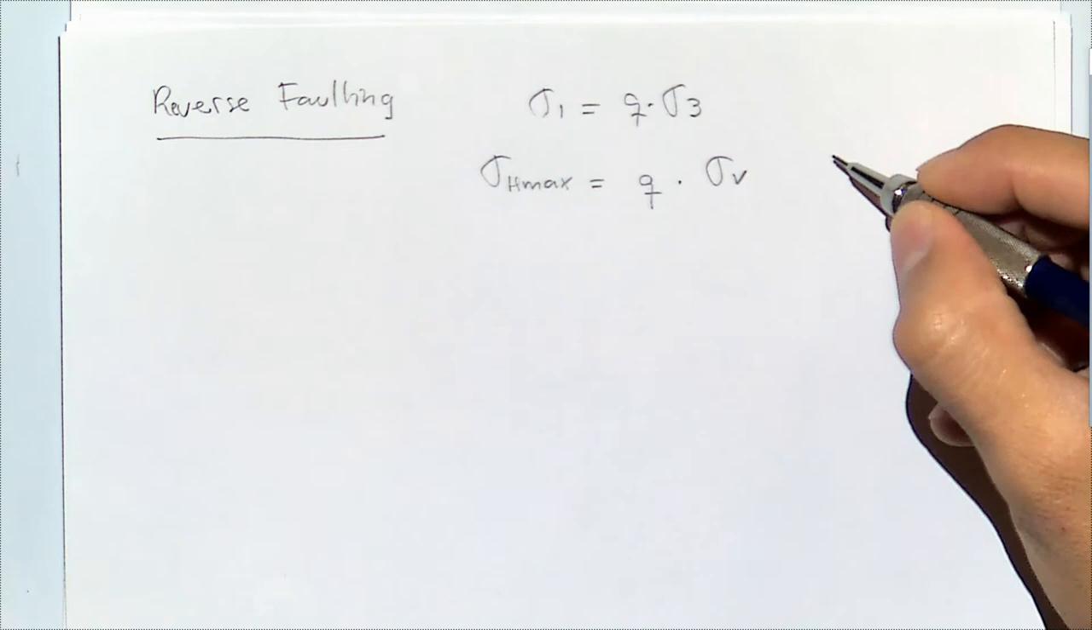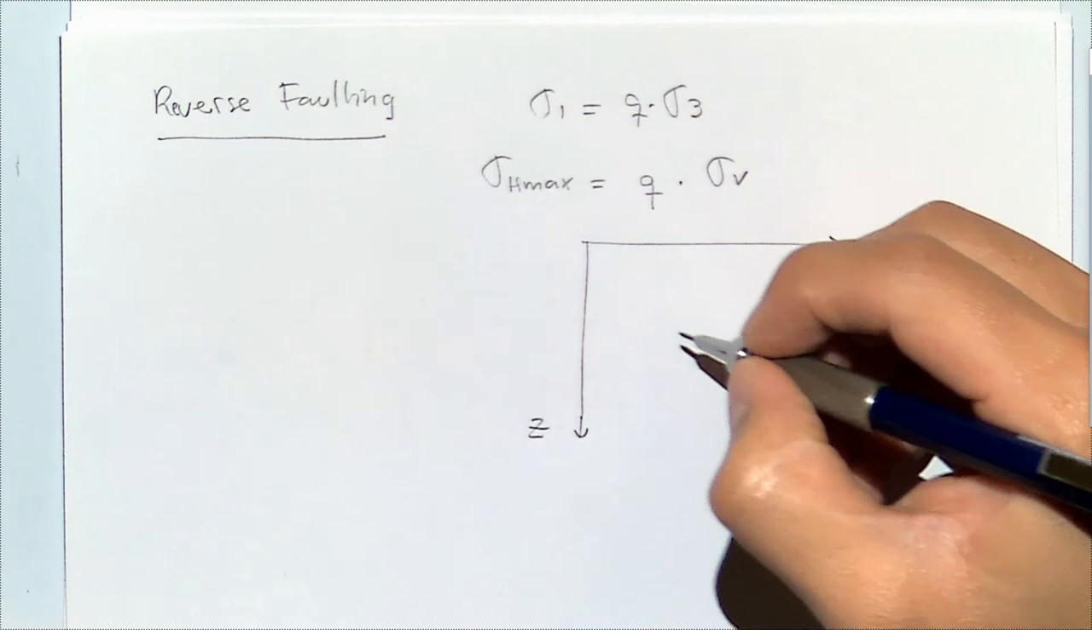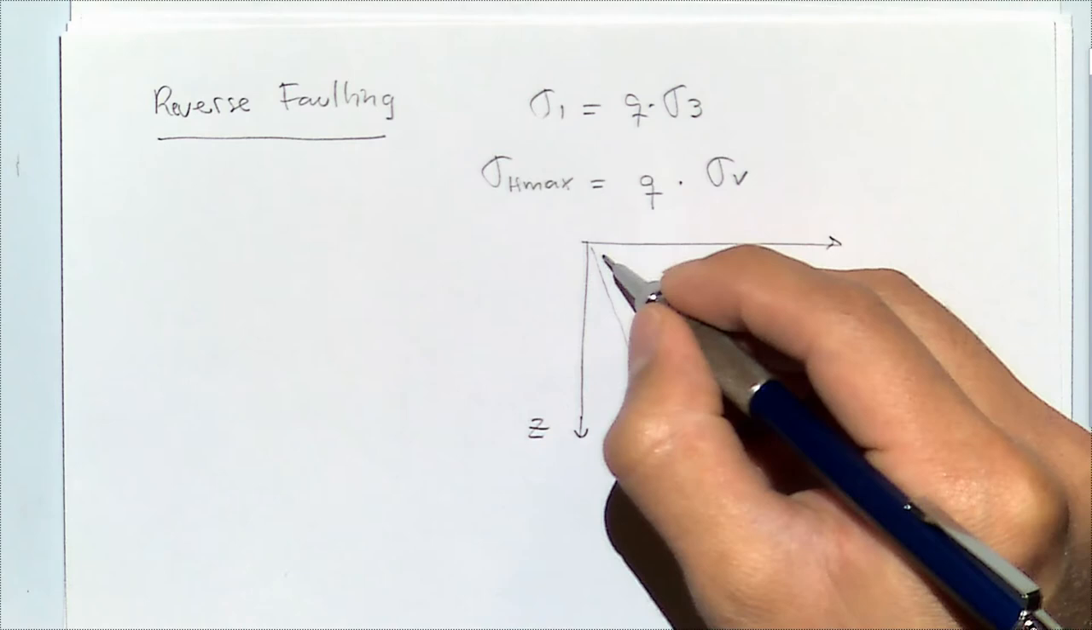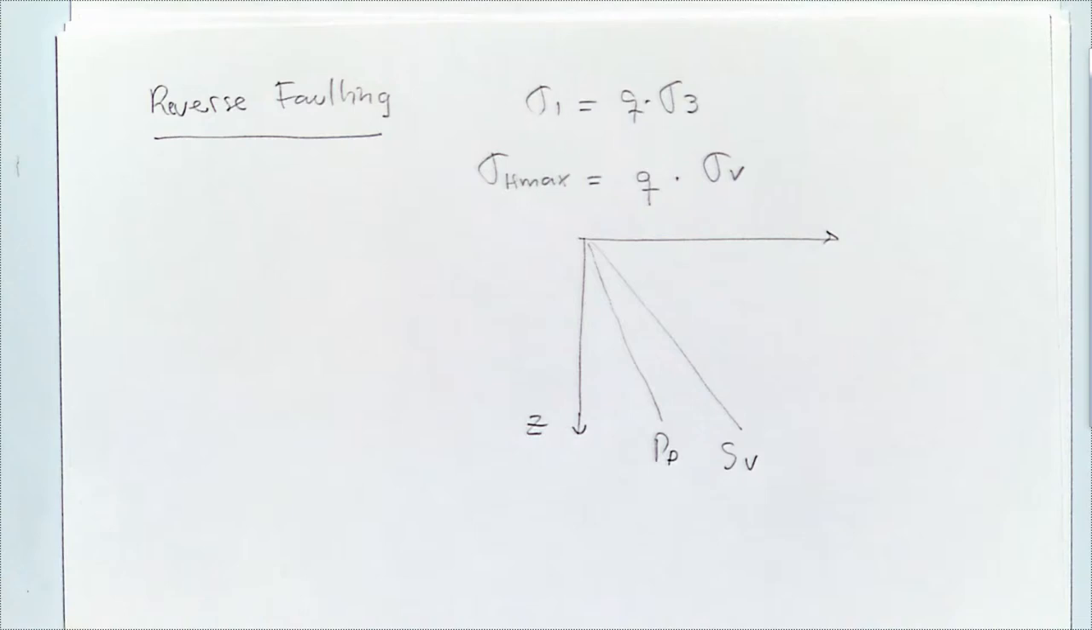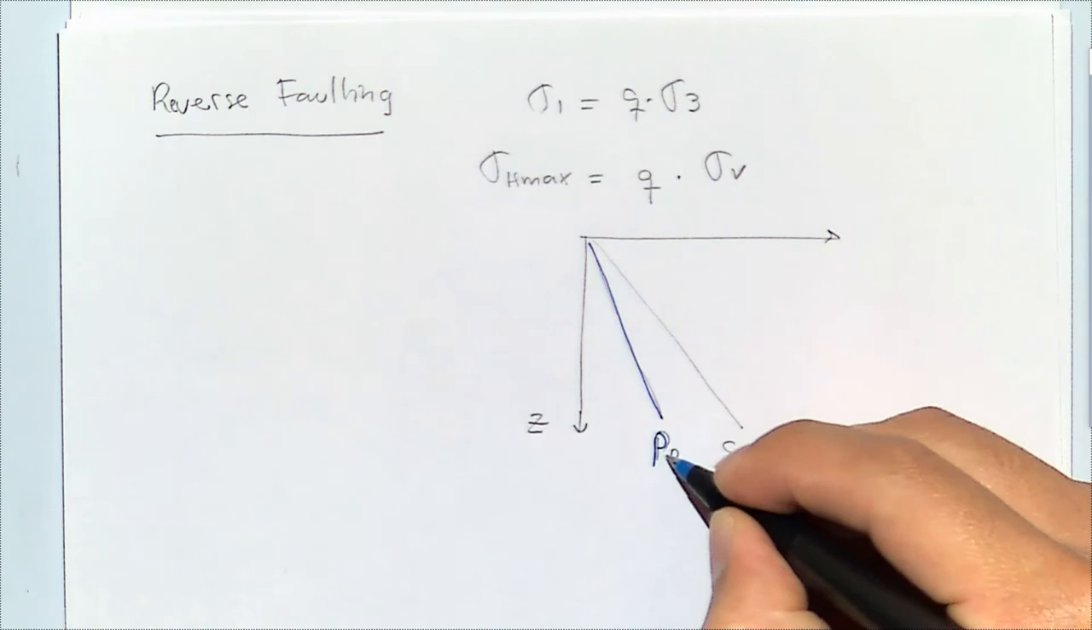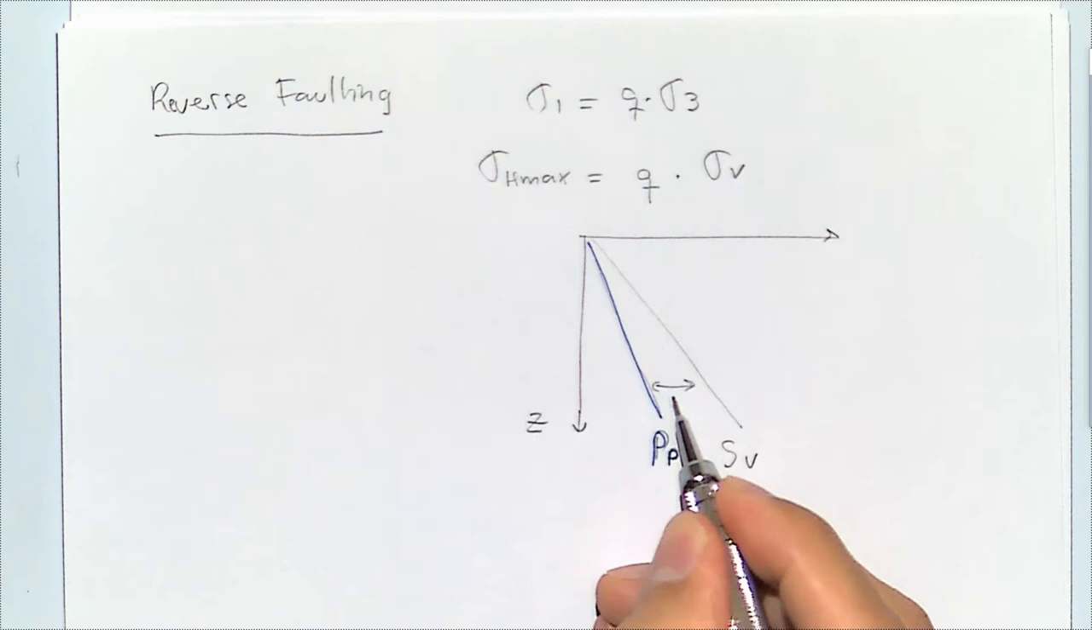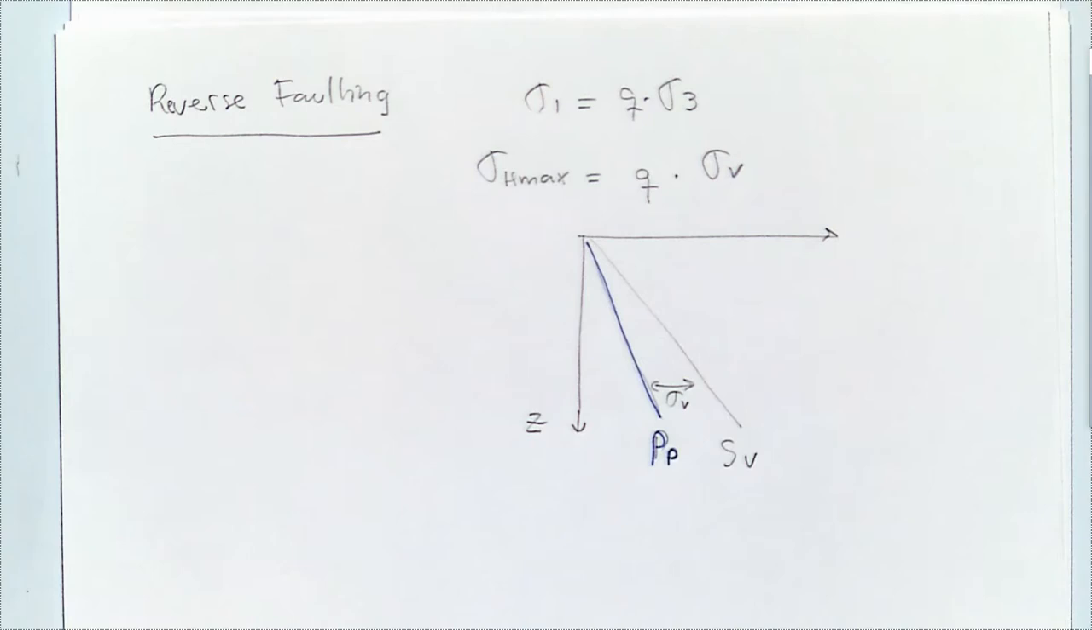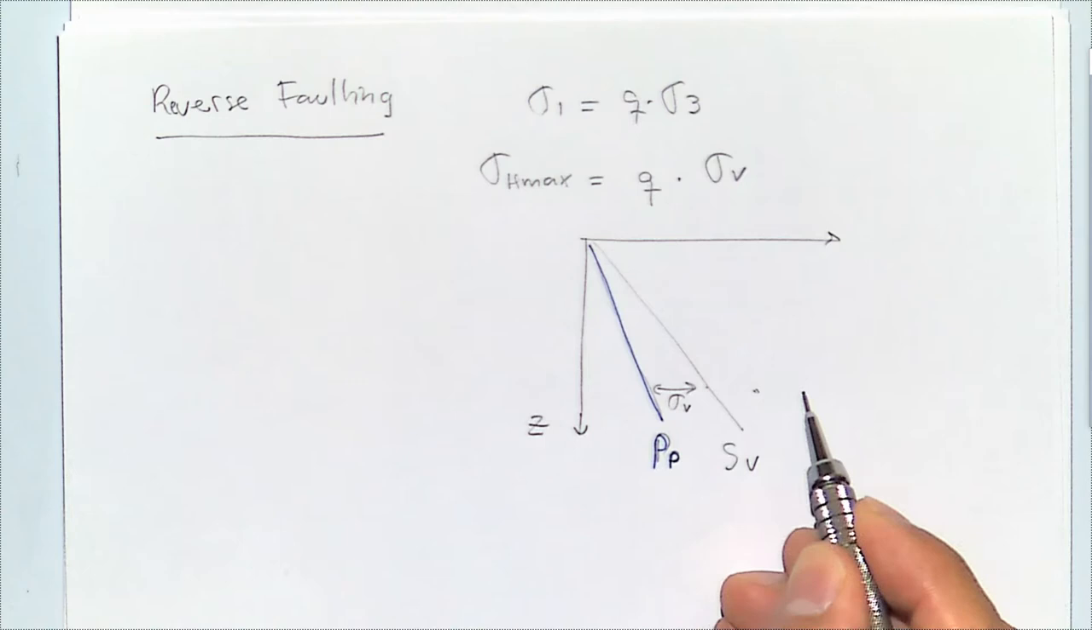If this is depth, and let's say this one is pore pressure, and this one is vertical stress, then that means that your effective vertical stress is going to be the distance between those two lines, and your effective horizontal stress should not be more than, let's say, 3 times that.